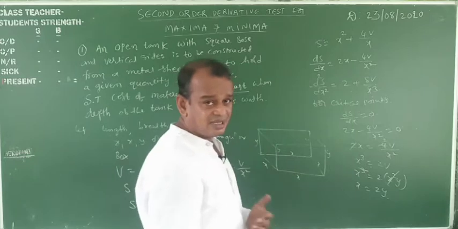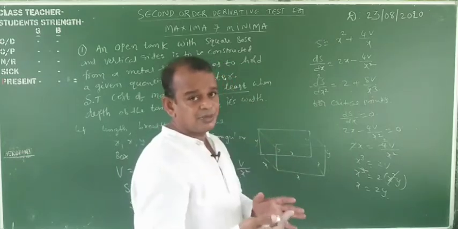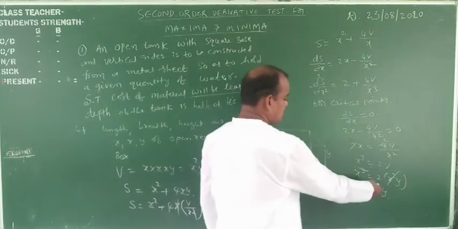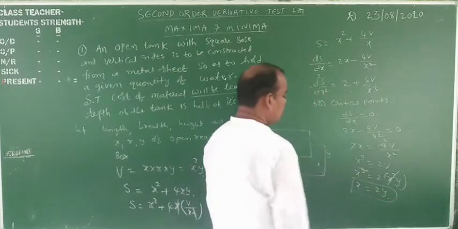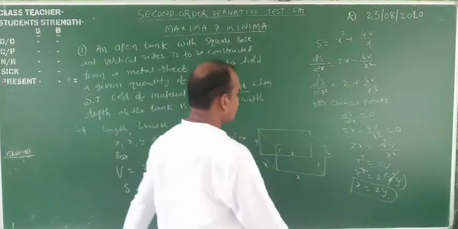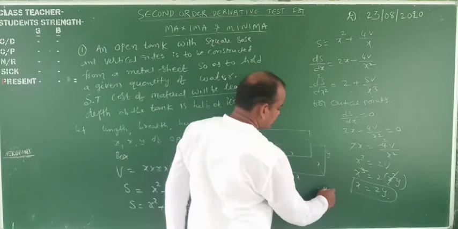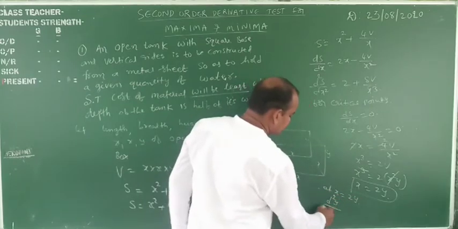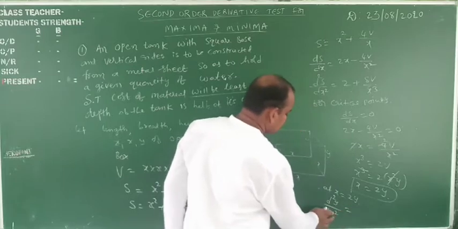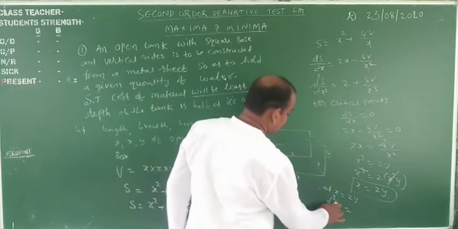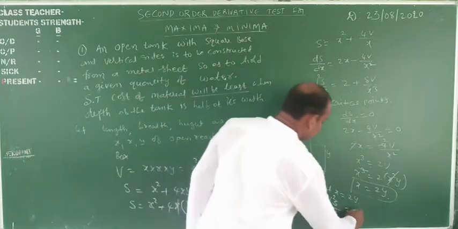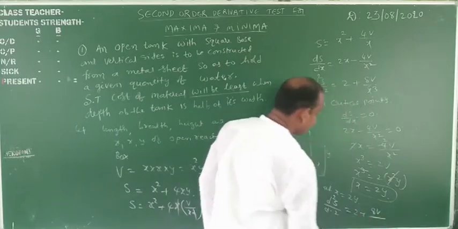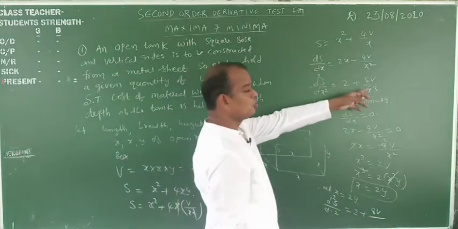What is x? Length. What is y? Depth, means height. Now put x is equal to 2y in this. What happened to d square S by dx square at x is equal to 2y? Substitute: 2 plus 8v by x cube, with x equal to 2y whole cube, 8y cube.